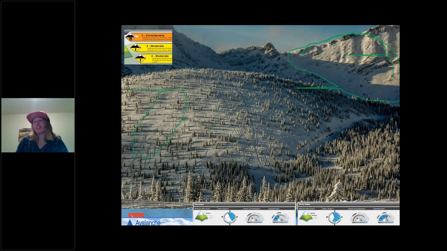I mean, less than 70% probably chance, like maybe a 30% chance of survival. I'm not sure, but you know, it's not looking good. You're looking at a really big avalanche.